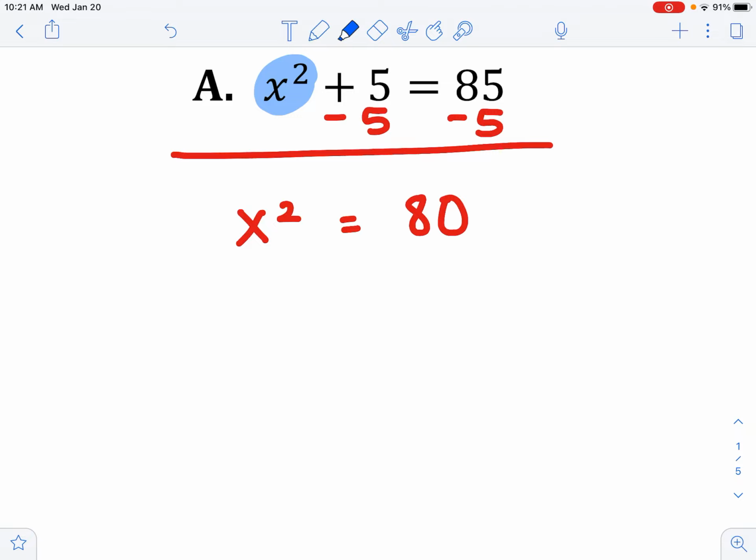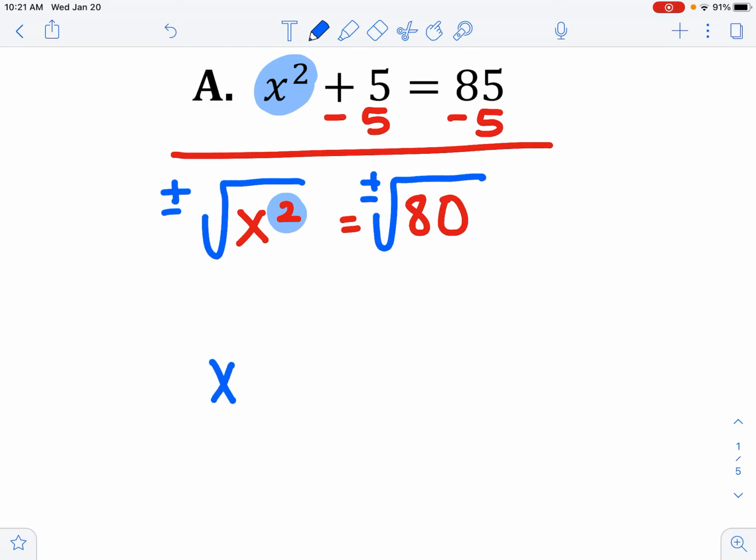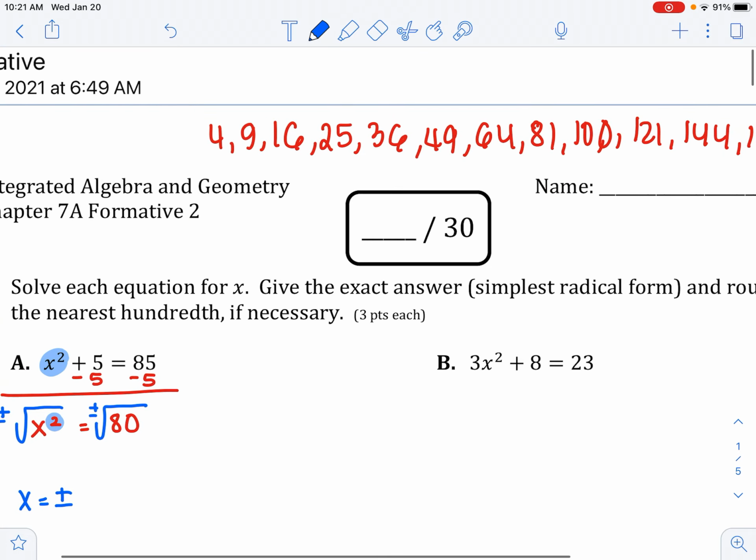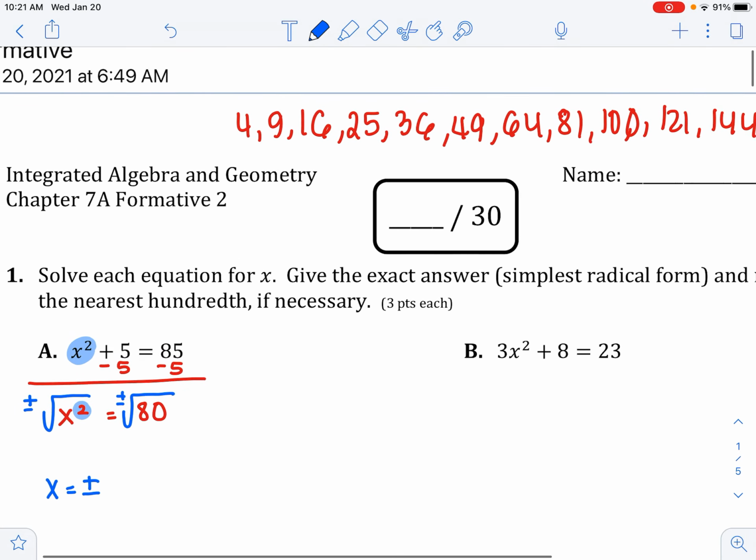And now to get rid of this square right here, I can square root both sides. Whenever I square root, I have to account for the positive and negative solution. So now I have x equals plus or minus. I write that down right away. Now I have root 80. So first question I ask myself is, do I know the square root of 80? So I look up here and I say, do I know the square root of 80? No, I know 81. Close, but no.